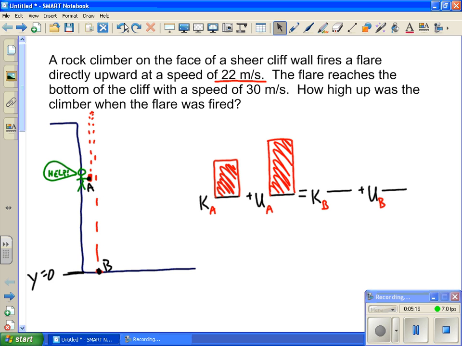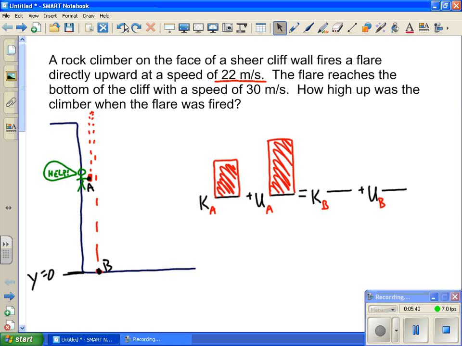Now, as the flare rises and falls, well, as it rises, the kinetic energy bar would be shrinking while the potential energy bar grows at the same rate. And then as it falls back down, just the opposite, the kinetic energy bar would be growing at the same rate that the potential energy bar is shrinking.